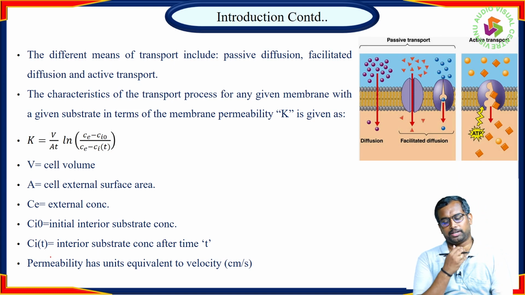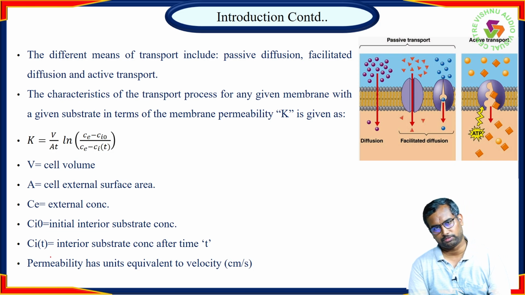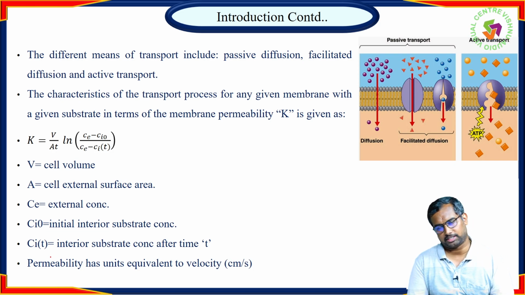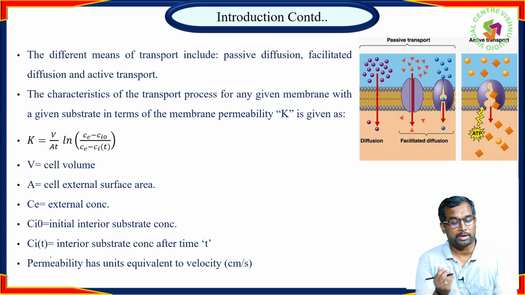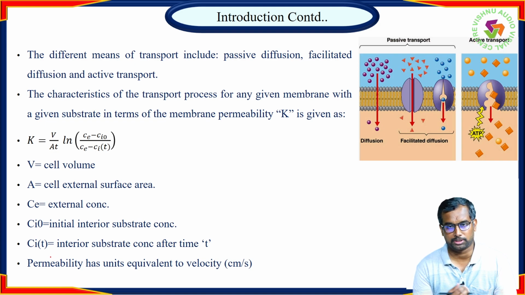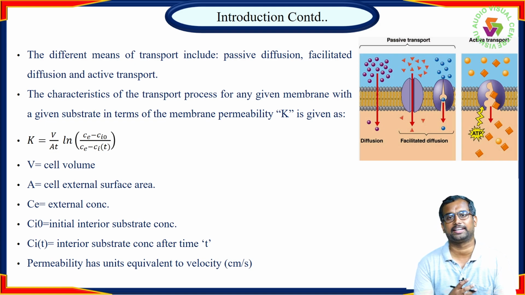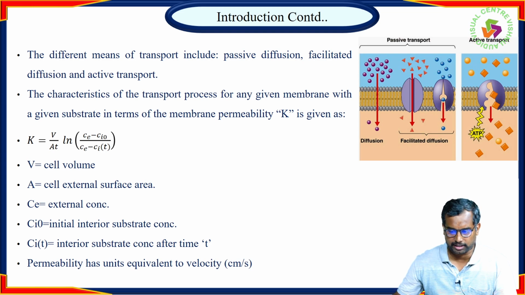So the units of permeability, that is K, is equivalent to that of velocity. So it can be represented simply as centimeter per second. So based on the size of the molecule or the size of the cells, we are basically limiting it to centimeter per second.